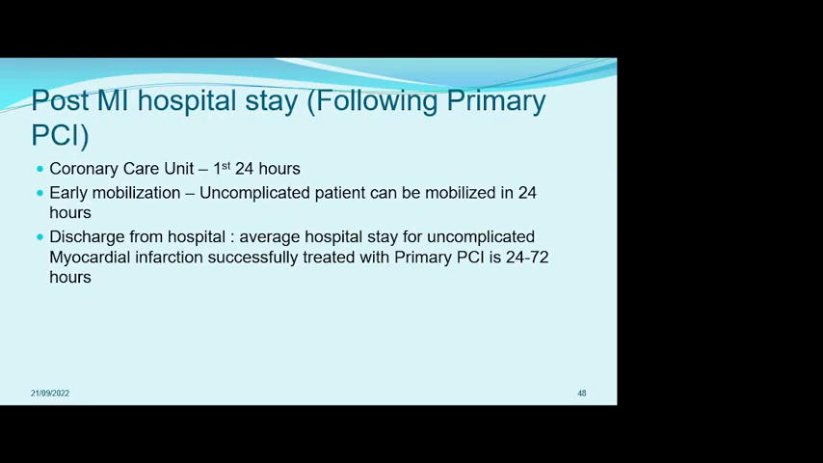And following a myocardial infarction, in terms of hospital stay, we generally keep the patient in the coronary care unit for the first 24 hours. An uncomplicated patient we mobilize after 24 hours. And for hospital discharge, if you achieve successful primary PCI in an uncomplicated myocardial infarction, we can discharge in 24 to 72 hours. So that's another big advantage over thrombolysis, where you have to keep the patient at least 5 days after thrombolysis. If we successfully do the primary PCI, we can discharge in 24 to 72 hours.